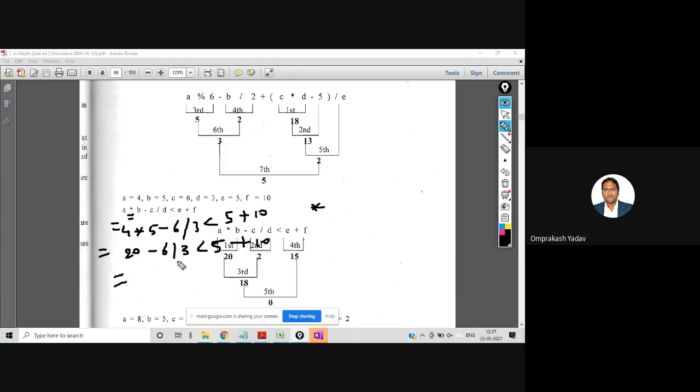Then after this, division will come. So 20 minus, now the division gives 2, right? Then 5 plus 10. After this, minus will come, so 18 less than 5 plus 10. Then the next one is 18 less than 15. The last operator is less than. So is 18 less than 15, yes or no? It's false. So that's why the answer will be 0. Okay, so very good. Those who have solved, well done; those who have not solved, please practice later. Okay, I explained this. Now let's go to the next one.